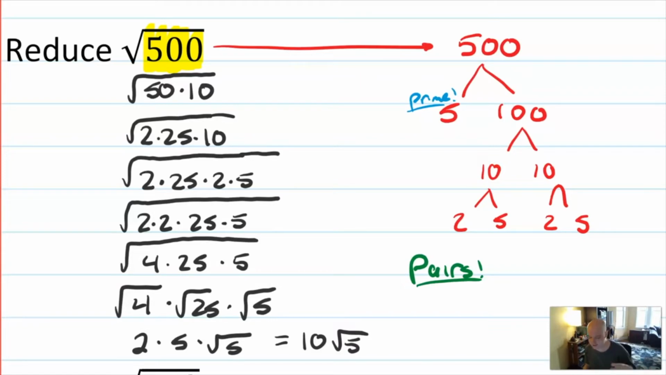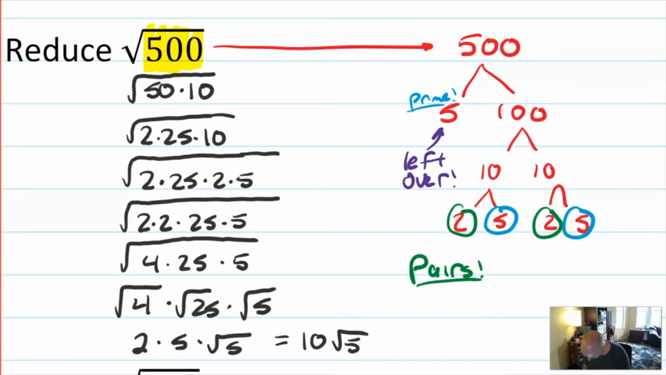And again, this is kind of the exhausting way. It's easier to look for perfect squares, but if you get all the way down to the prime factors, I see a pair of 2s, I see a pair of 5s, and I see a leftover 5 that's not in a pair.